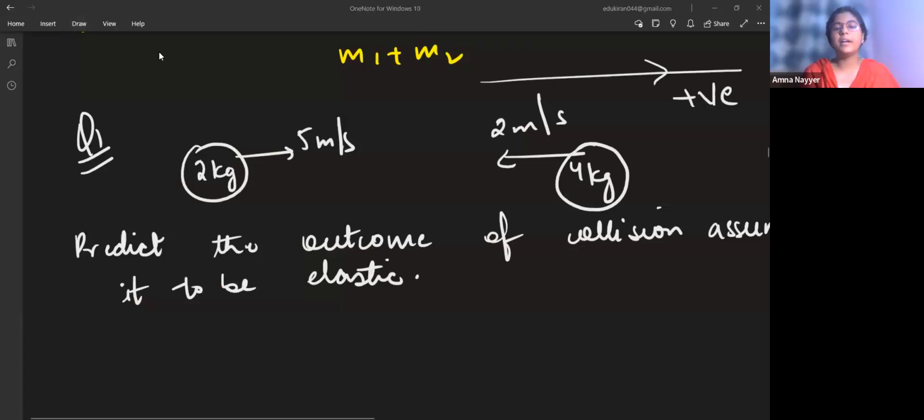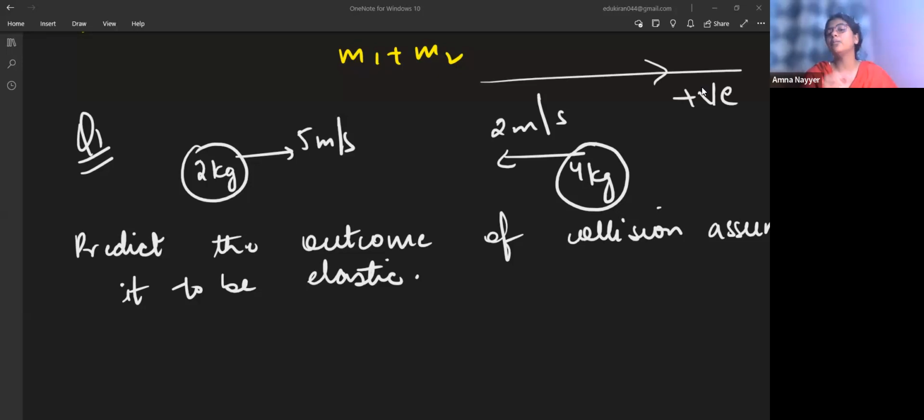It is saying predict the outcome of collision assuming it to be elastic. So 2 kg mass is there. This is colliding with a body moving with velocity 5 meter per second. The body with which it is colliding is 4 kg with velocity 2 meter per second. One direction has been assumed positive, that rightwards we are taking as positive.